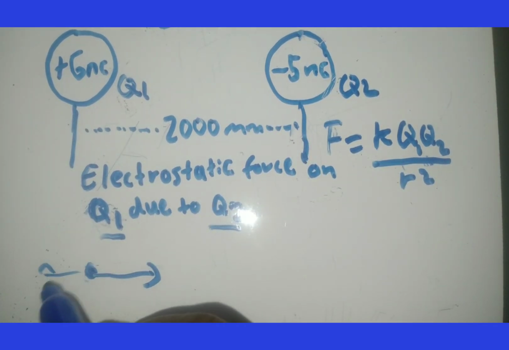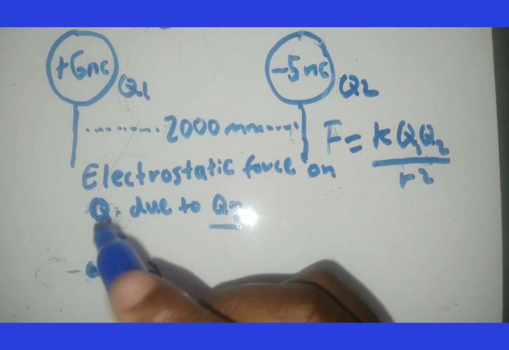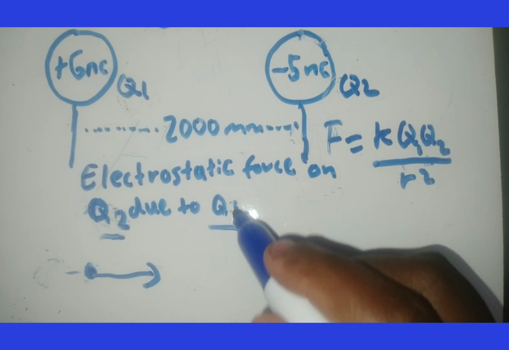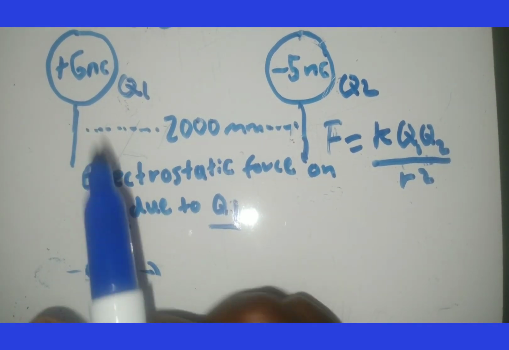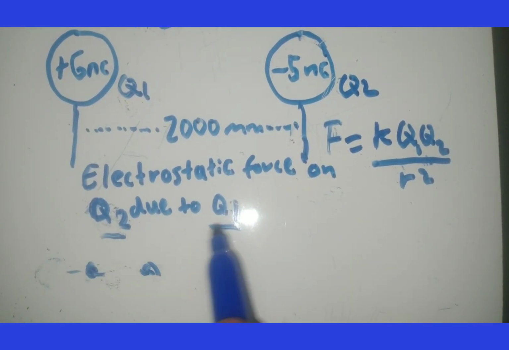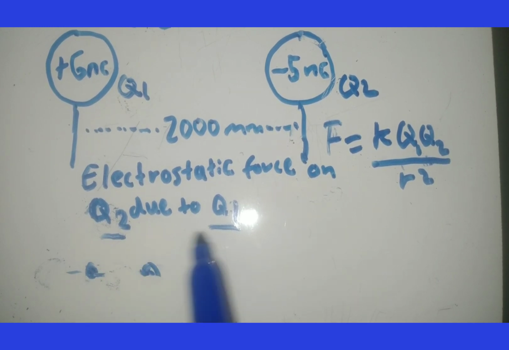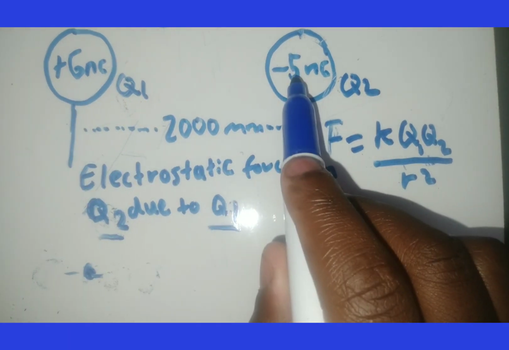So what if the question says on Q2 due to Q1? If it says on Q2 due to Q1, we have to draw the free body diagram now for Q2. Then we have to ask, what is Q1 doing to Q2? This is where a lot of people miss it. So what is Q1 doing to Q2? Q1 is pulling Q2 towards it.